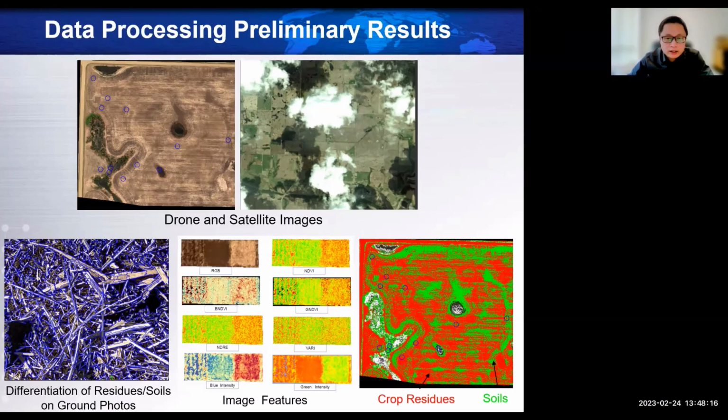The red color indicates the crop residue, and the green color indicates the soils. So we can see the distribution pattern of the residues and also get an understanding of the biomass and the weight of the residue. In the next step, we'll try to quantify the residues and maybe also estimate the carbon and nitrogen in the residues and see how that will contribute to soil health.